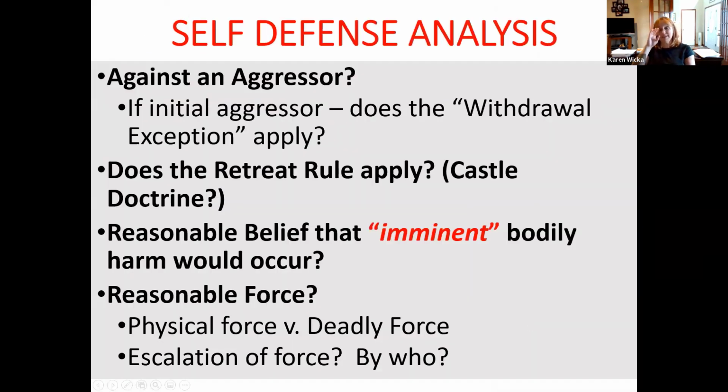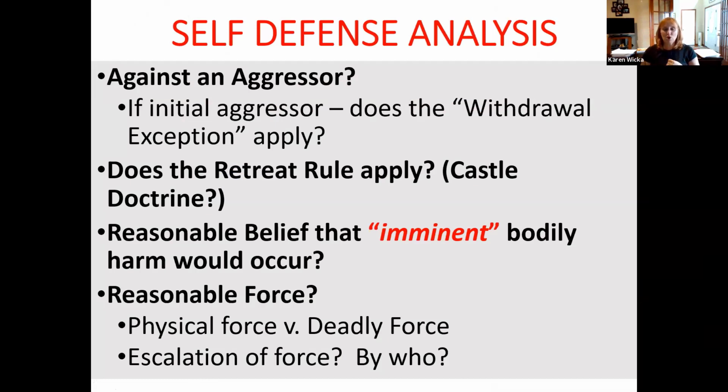So let's start with the analysis. I printed out a guideline for you. I highly recommend that you look online and print it out and have it with you when you do your homework and on your exams. It's a really good step-by-step way to make sure that when you're doing your self-defense analysis you hit all of the requirements, because there are lots of pieces to it. So you want to make sure you go through each of the requirements.